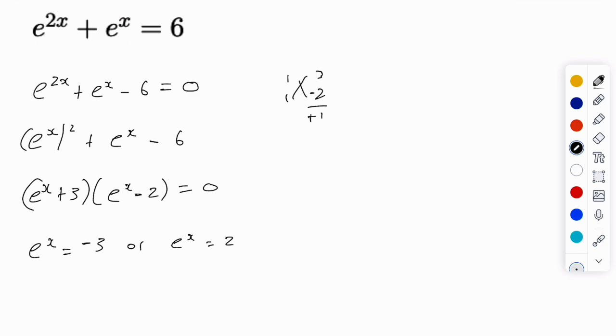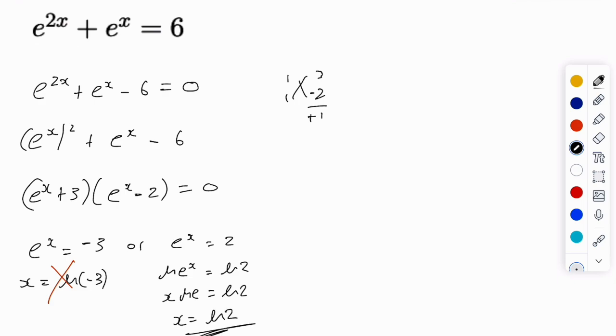Now, if we take ln of both sides to the left, we get ln of negative 3, but that's invalid. We can't have a ln of a negative. And so we've got ln e to the x equals ln 2, so x ln e is equal to ln 2, so x is equal to ln 2. Okay, and that's going to be your final answer there.